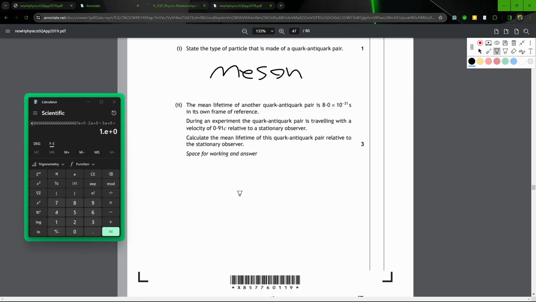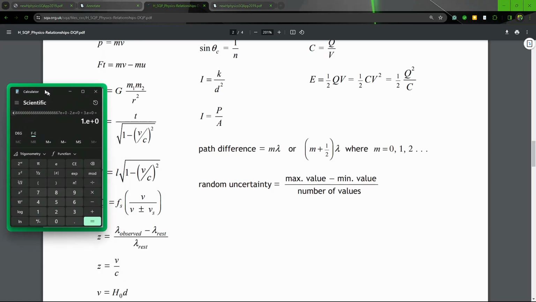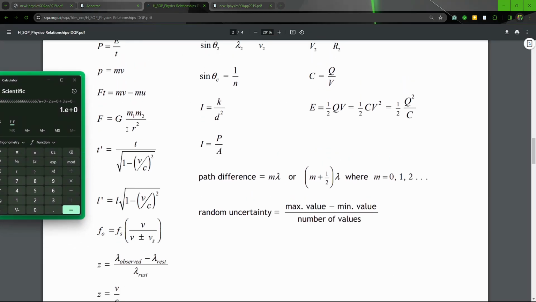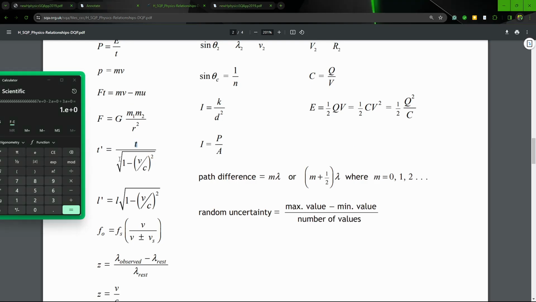The mean lifetime of another quark-antiquark pair is 8.0 times 10 to the negative 21 seconds in its own frame of reference. During an experiment, the quark-antiquark pair is travelling with a velocity of 0.19 c, c being the speed of light, relative to a stationary observer. Calculate the mean lifetime of this quark-antiquark pair relative to the stationary observer. So, this is where it actually gets interesting. We can use relativity, which is right here. So t prime is the altered one, and t is what it's for the original observer. So let's just shove it in.